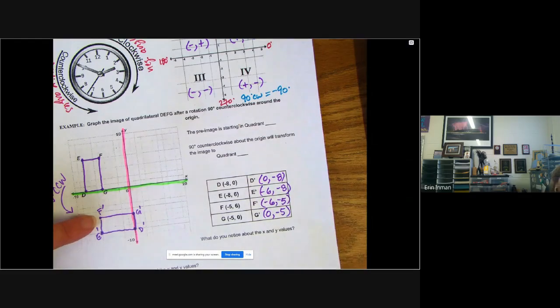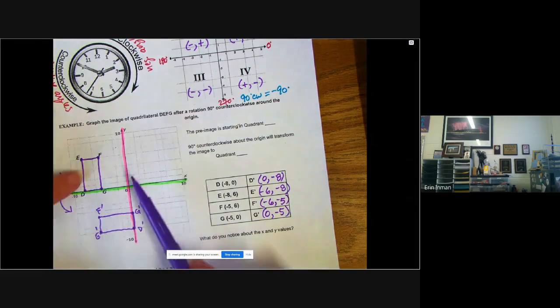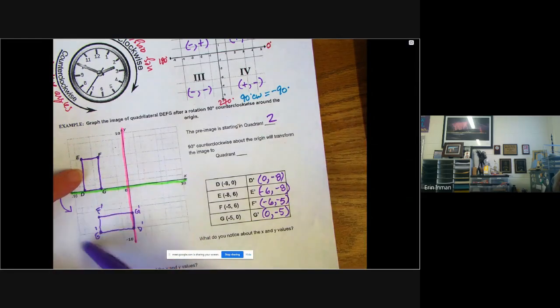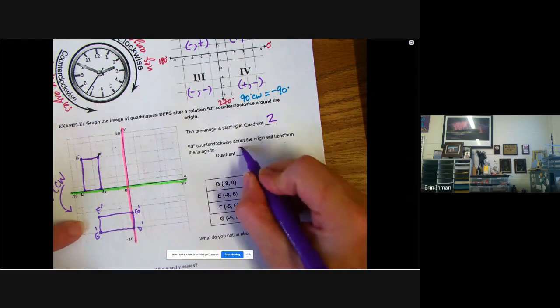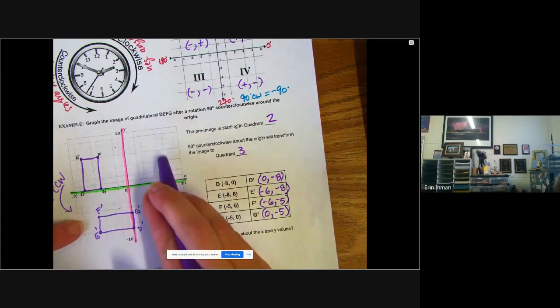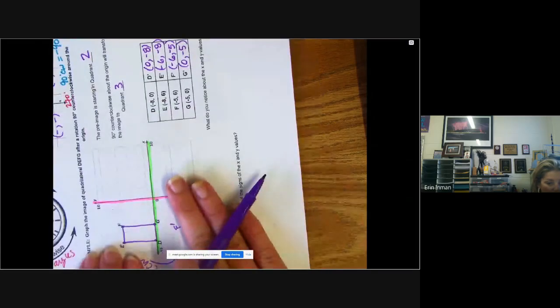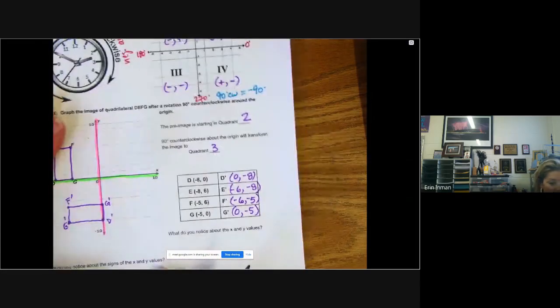All right. So when we are looking at our pre-image, it started in quadrant 2. If I'm going 90 degrees, it's going to move one quadrant. So 90 degrees is going to move me to quadrant 3 if I go counterclockwise. If I'd gone clockwise, I would have been here in quadrant 1. Notice everything looks the way that it was. It's supposed to look like this. That's what our image should look like, and sure enough, it does.